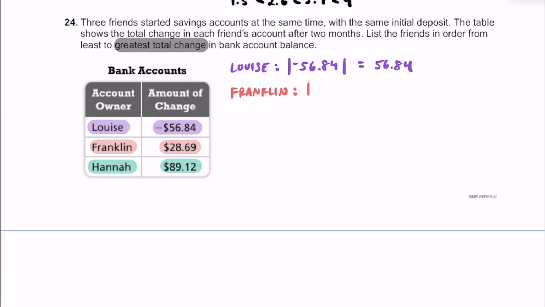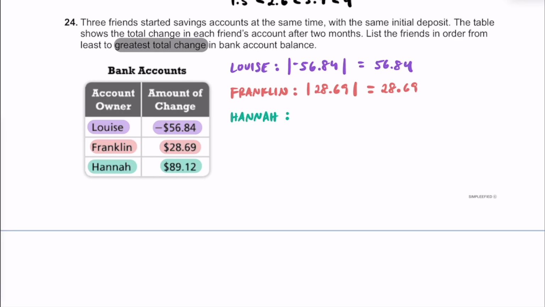Now for Franklin, how much did Franklin's change by? Well, it's the absolute value of this 28.69. Franklin's did change in a positive way. It didn't change quite as much, right? The absolute value of 28.69 is going to be 28.69. So while Franklin's account went up, it didn't change as much compared to Luis's account.